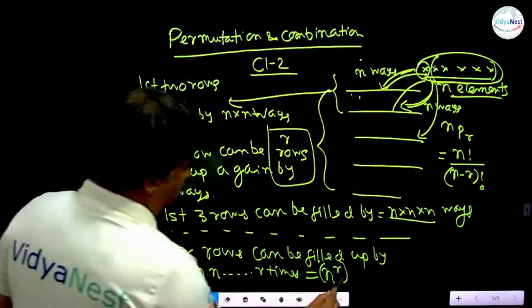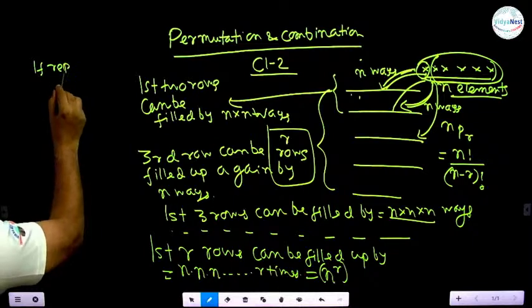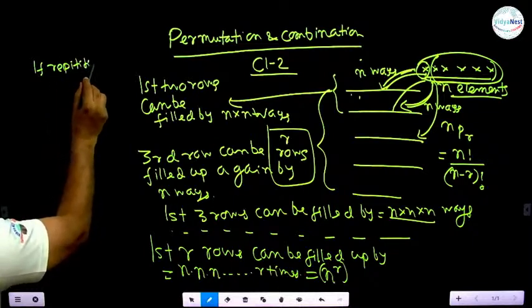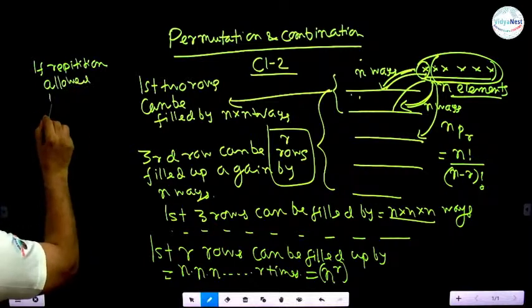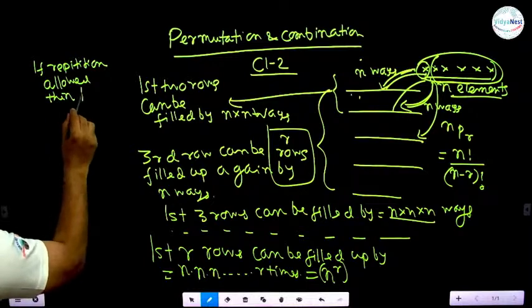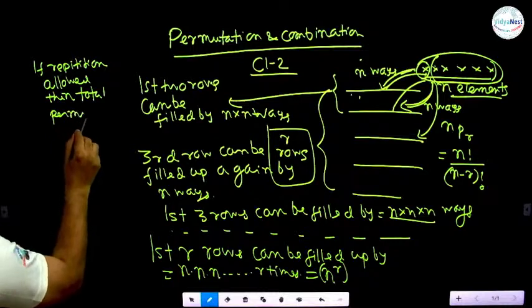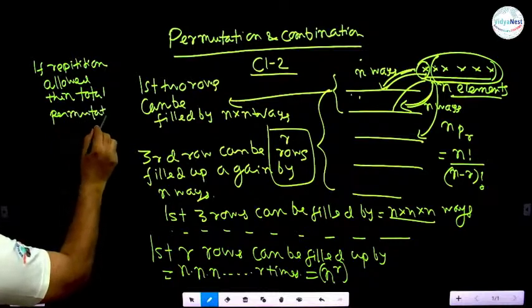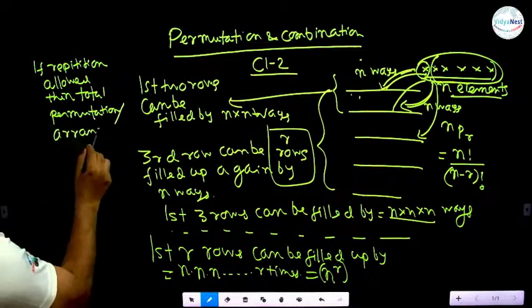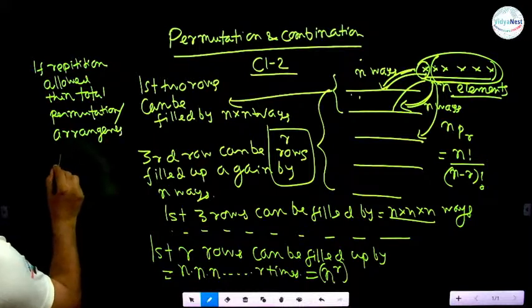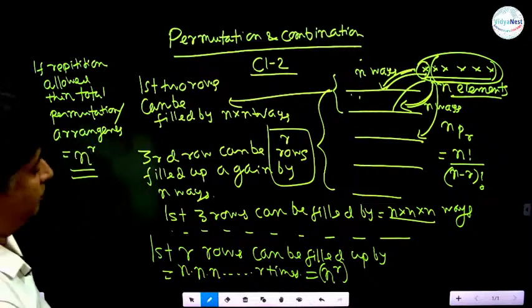So in this case, if repetition is allowed, then total permutation or arrangements is n to the power r.